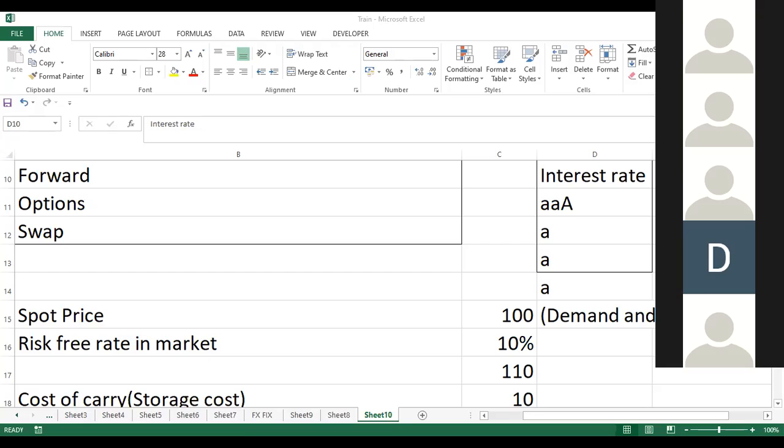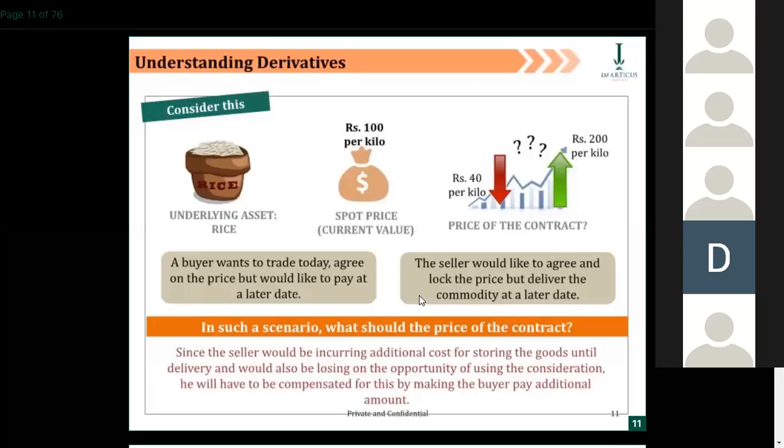The screen is not visible. My screen is not... Oh, one second. Okay, so I hope now it is visible.